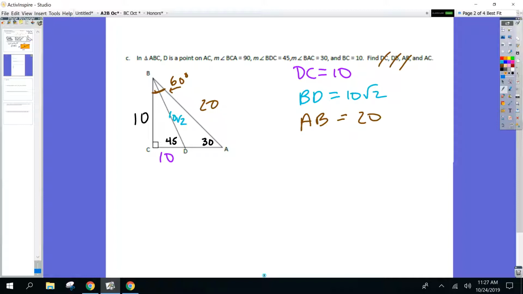What do I do with this 10 to get to the side across from 60, according to the rules we wrote earlier? I got the side across from 30. The side across from 30 is 10. You multiply it by what to get to the side across from 60? Radical 3. So my side AC will be 10 radical 3. Whew.